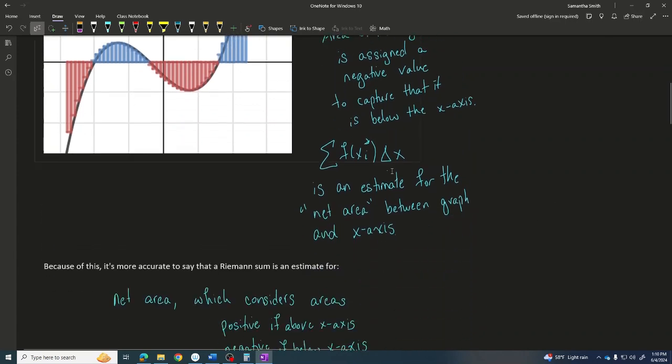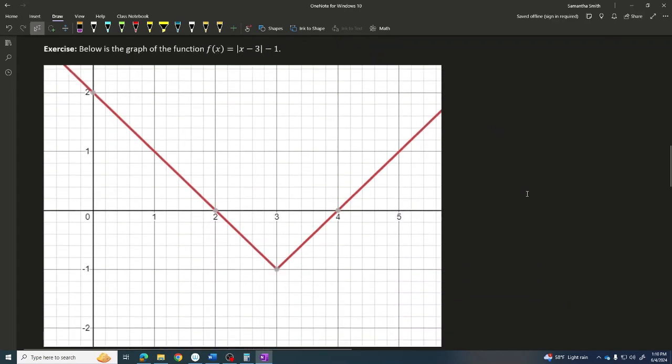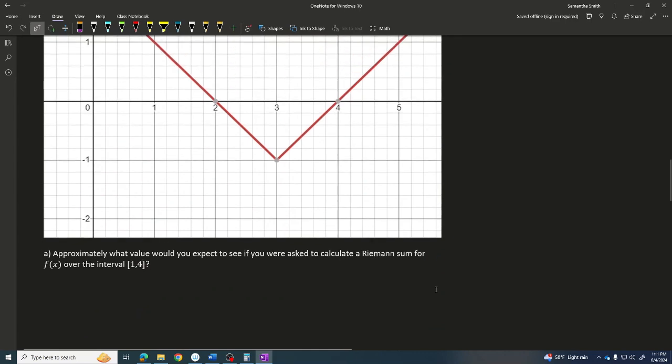Now, if you keep this in mind, you can get a decent approximation for the value of a Riemann sum just by looking at the picture, by looking at the graph of a function. So let's exercise that idea here. Someone gives me the function absolute value of x minus 3, then quantity take away 1 unit. So that's given here, this V-shaped function in this picture. And somebody says calculate a Riemann sum for this function on the interval from 1 to 4. If you did that, approximately what kind of value would you expect to see as a result of the Riemann sum?